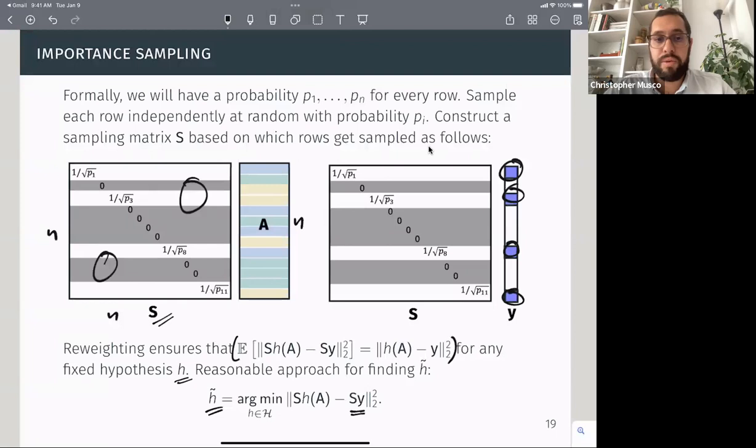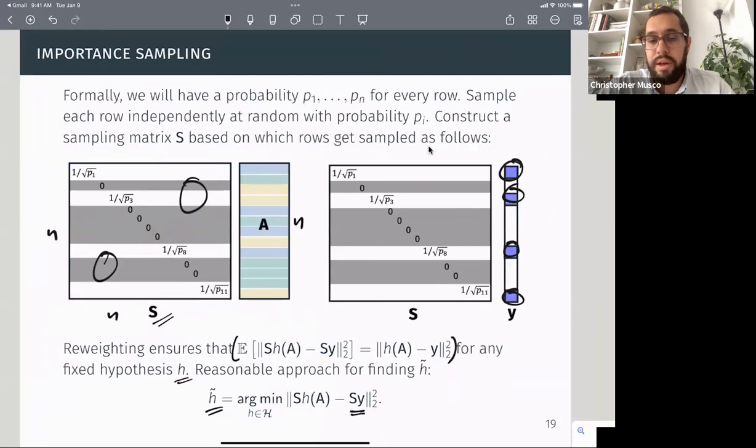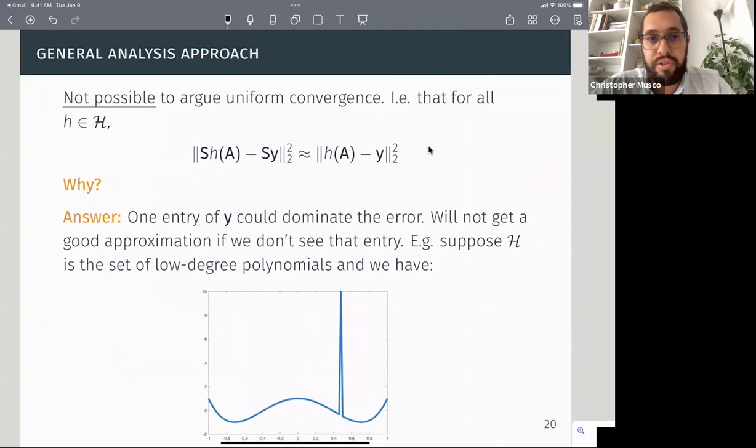The first observation is that if we're going to design a method for this, we might want to think about how we would analyze such a method. We already said that in expectation, SHA minus SY equals HA minus Y for all hypotheses. A common approach in machine learning when analyzing the sample complexity of problems is to aim for something we call uniform convergence. So don't just show that SHA minus SY is correct in expectation, but show that it's close to the true error for that hypothesis with high probability.